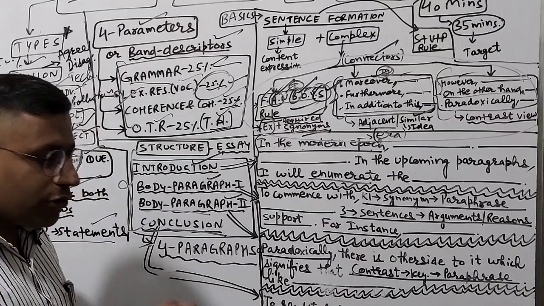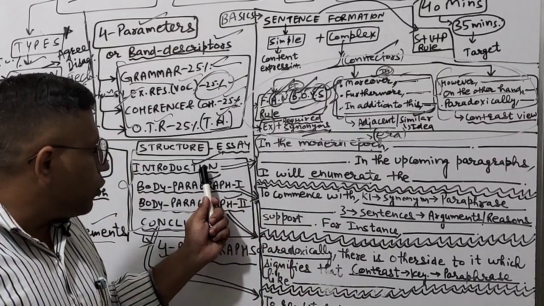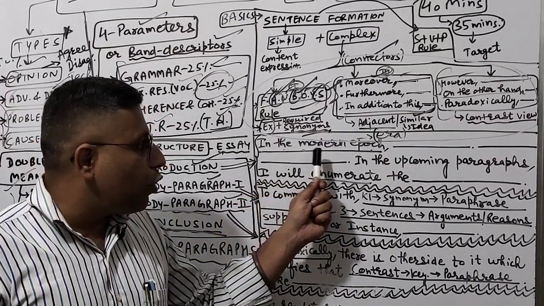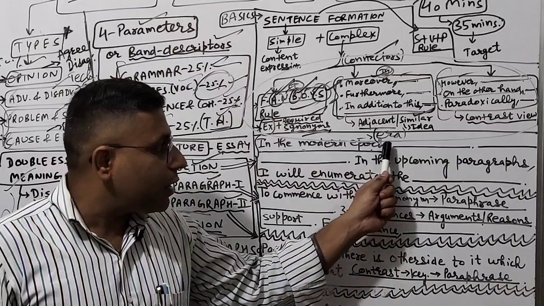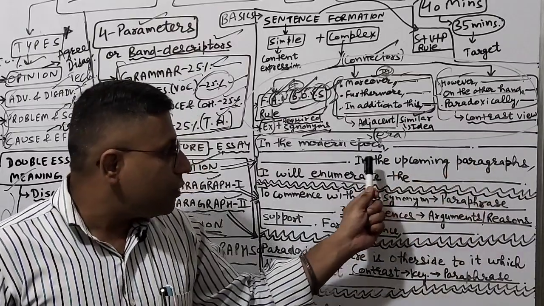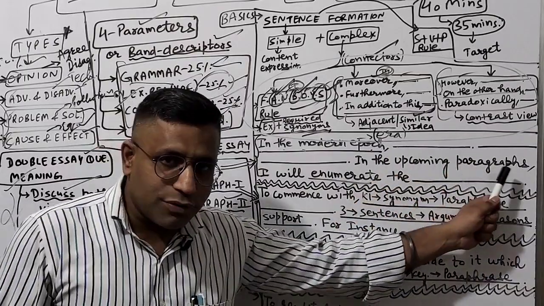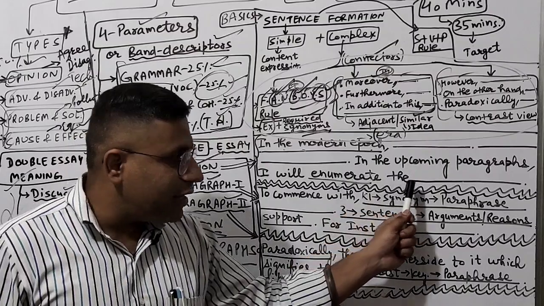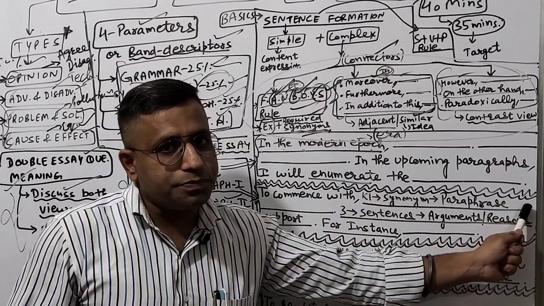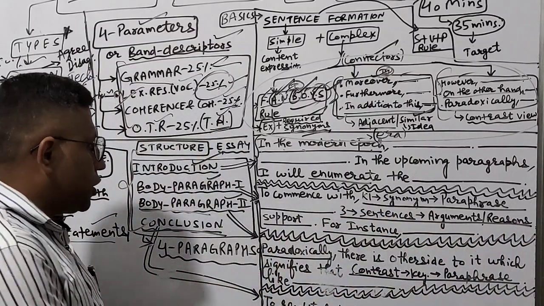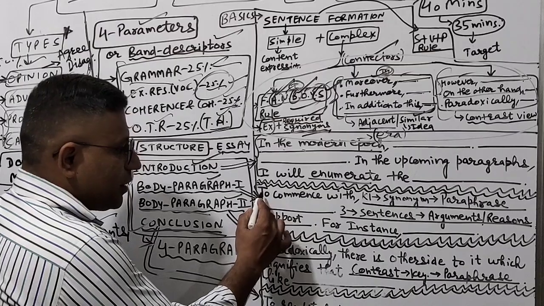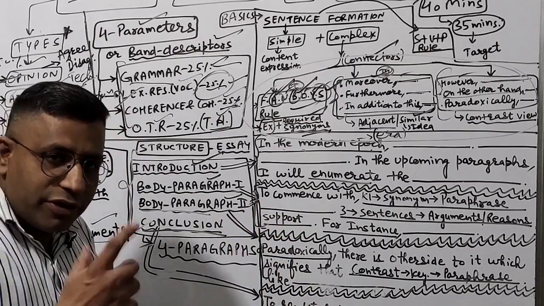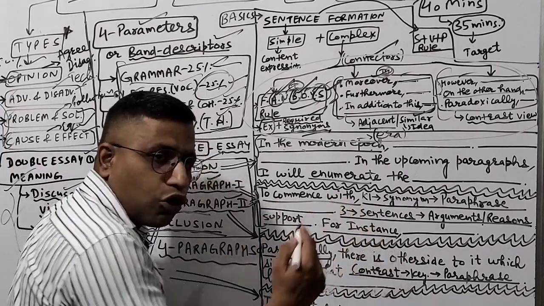Let me repeat again so that you can write down if you want. Introduction line will start with, in the modern epoch, comma, then frame 3 sentences, full stop. In the upcoming paragraphs, comma, I will enumerate the, then the sentence, full stop. Now, the body paragraph 1, that is the second paragraph. It will start with 2 comments with comma.